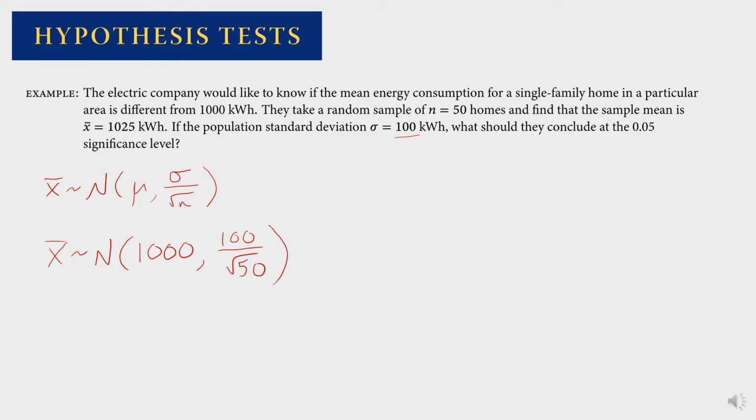In real life, you're usually not going to know the population standard deviation, but not the population mean. But we'll find out how to deal with that when we get to the t-test. Anyway, this is the reference distribution we use. If the null hypothesis is true, then the sample mean follows this distribution.